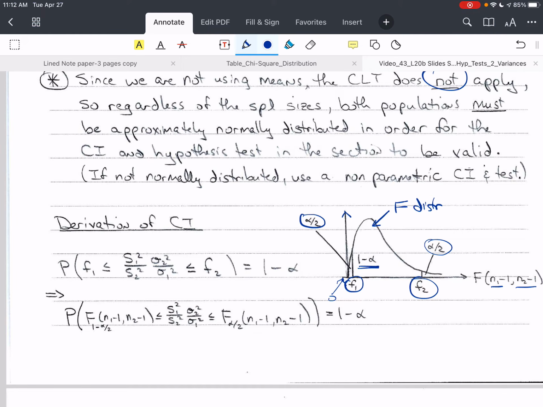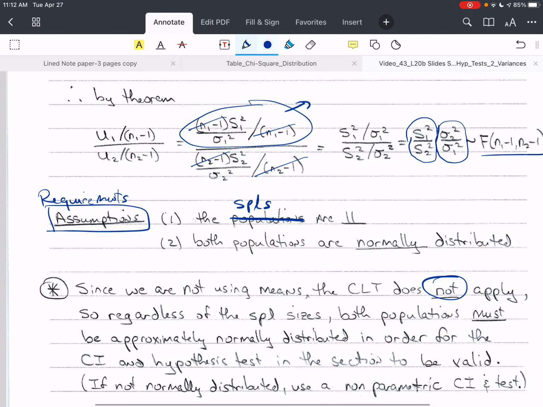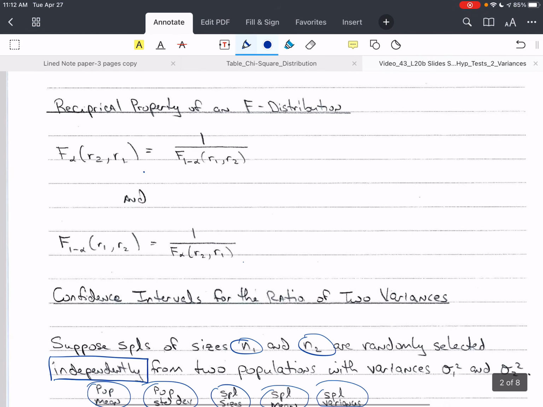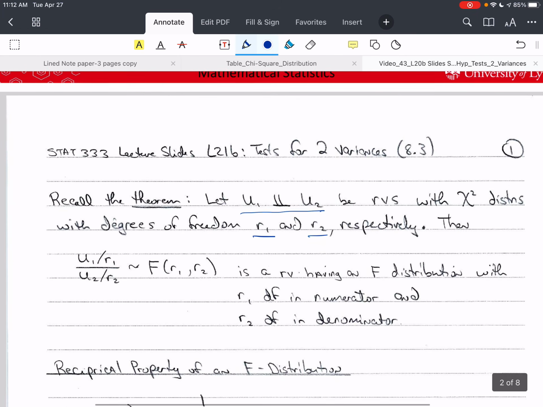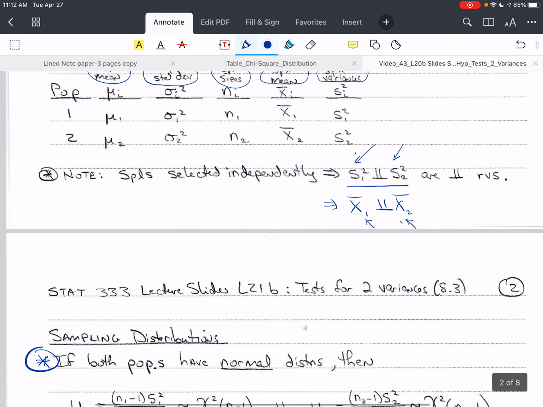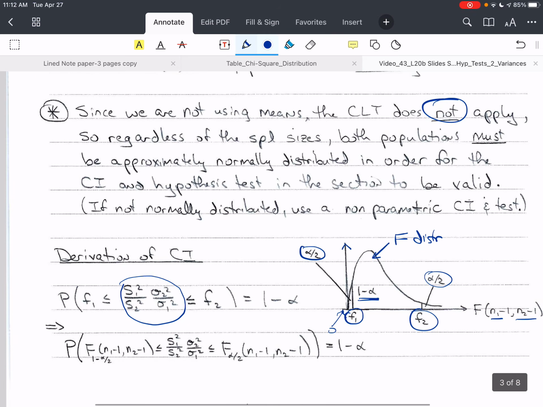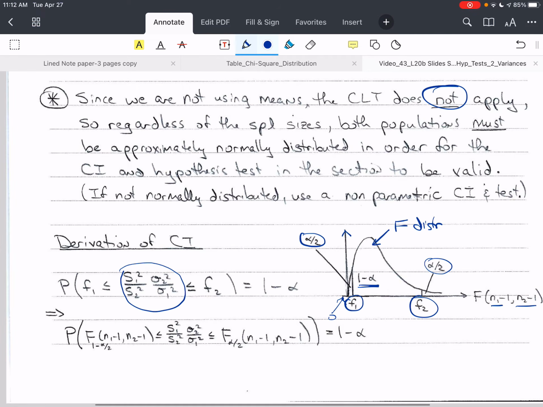Okay. So we rewrite our test statistic, which was, what did we call it up here? We didn't call it anything. So just our test statistic, U1 over R1, U2 over R2. We came up with this formula here, and F1 and F2.